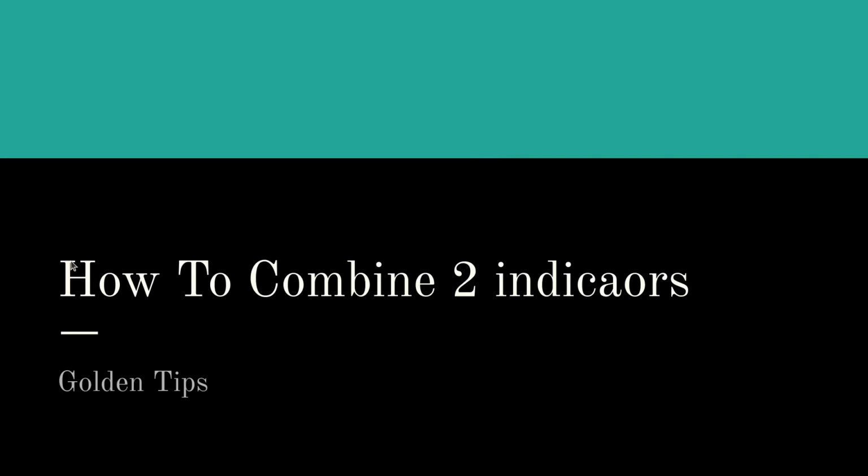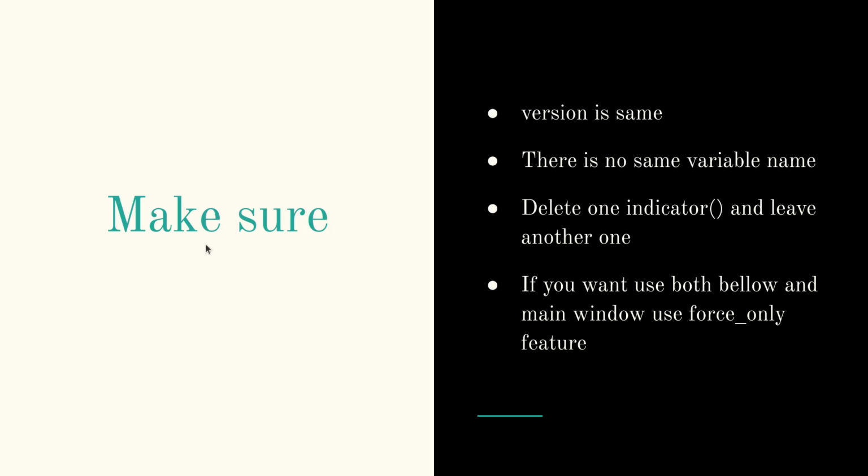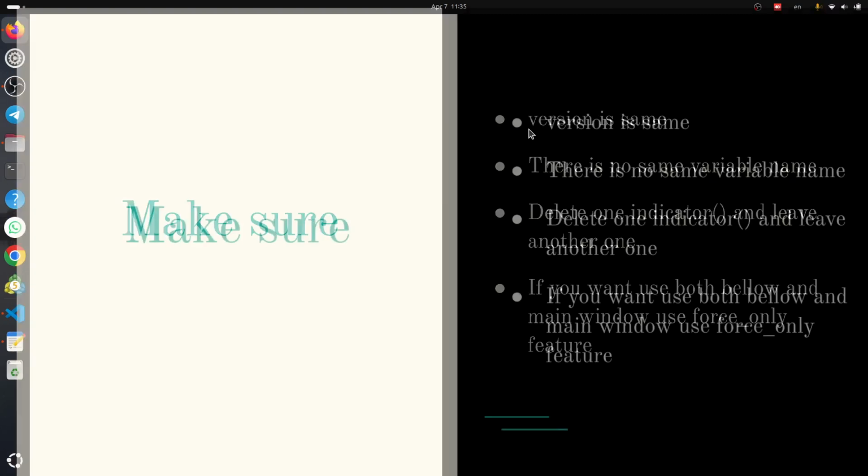Hi, in this lecture we talk about how to combine two indicators. Golden tips. First, you should make sure these four points are okay. First, the version should be the same.